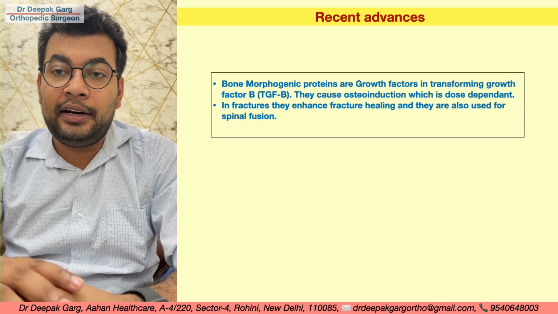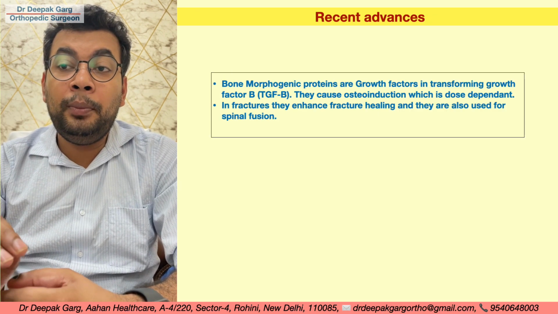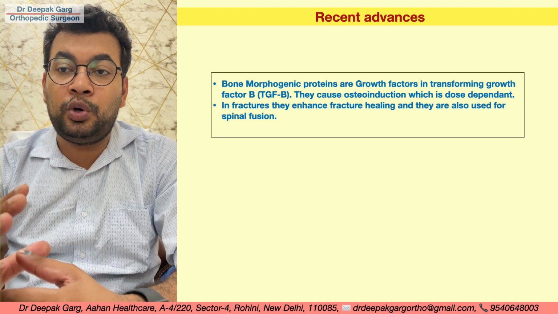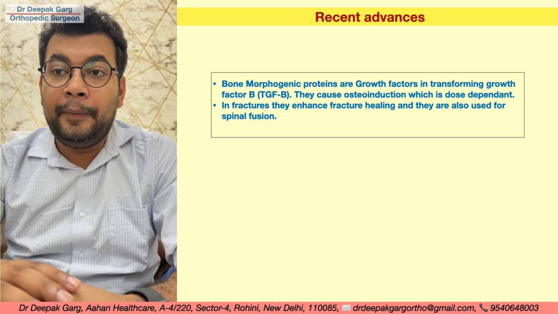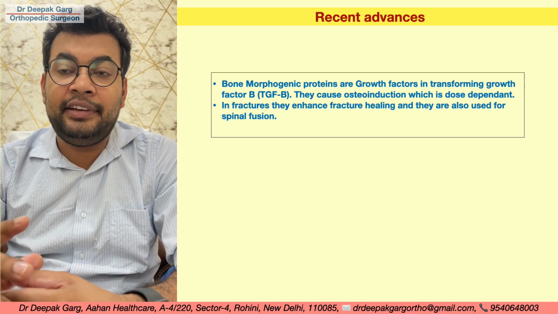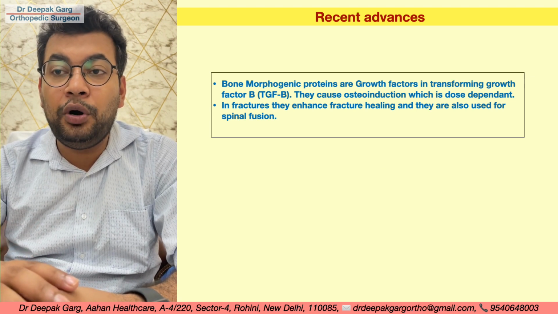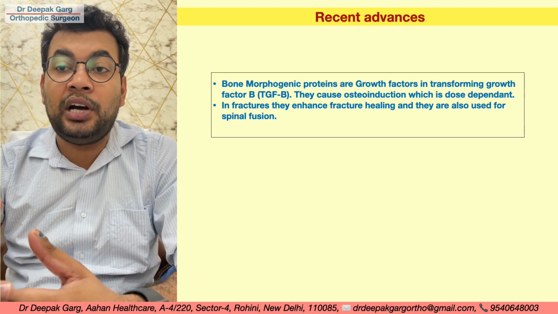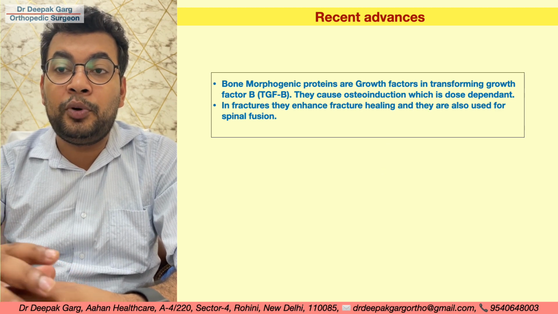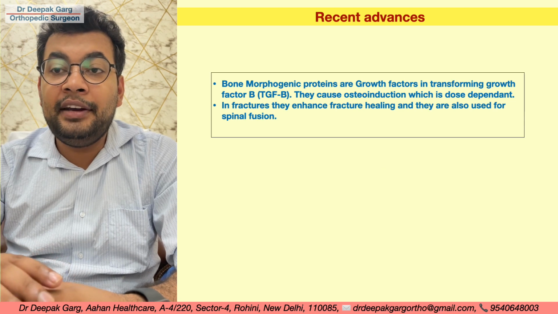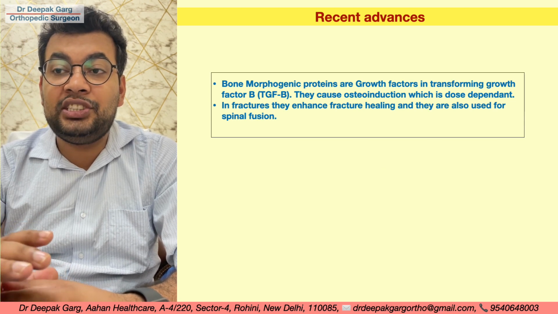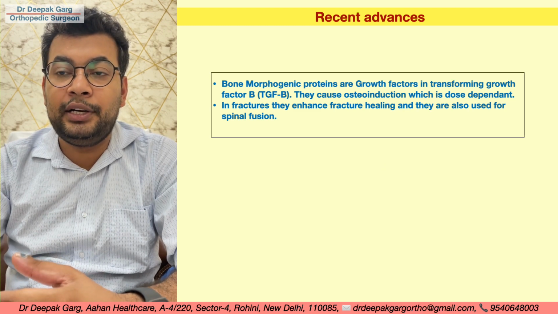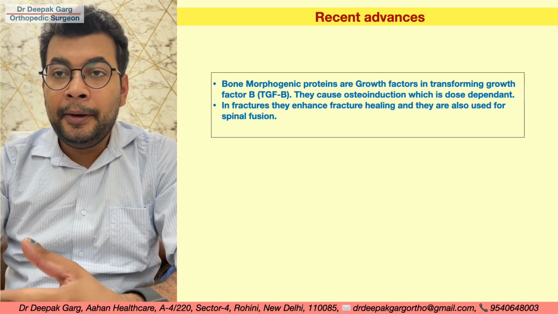So let's look at recent advances. Bone morphogenic proteins are growth factors in the transforming growth factor beta family, and they cause osteoinduction. We have already seen in the last video that they cause osteoinduction, which is dose dependent. That means it depends on how much BMP we give. In fractures, they enhance fracture healing, and they are also used for spinal fusions. Again, they will lead to bone formation in the spine there.